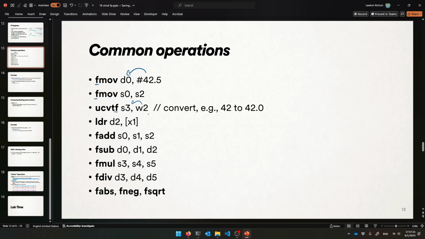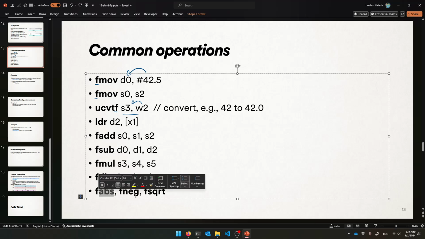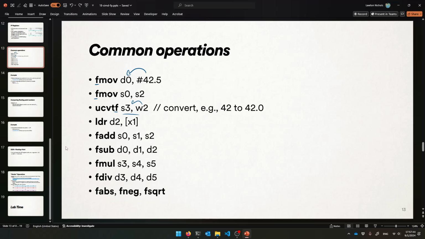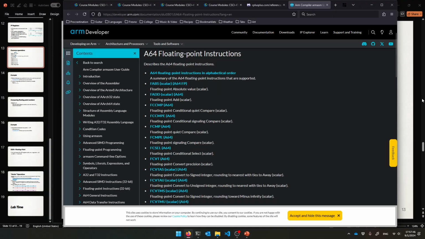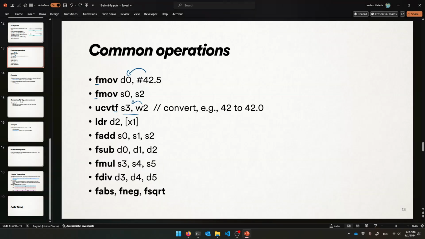If you have something long, like you want your constant for pi or something, you want to read that out of a register that holds the address, you can read that with just a normal load instruction into a D register. And then you got like add, subtract, multiply, divide that work on S and D registers. That's happy. And then you have like absolute value, negation, square root, stuff that you would expect. So definitely look at this page. It's cool. It'll show you the kinds of things that you can do.